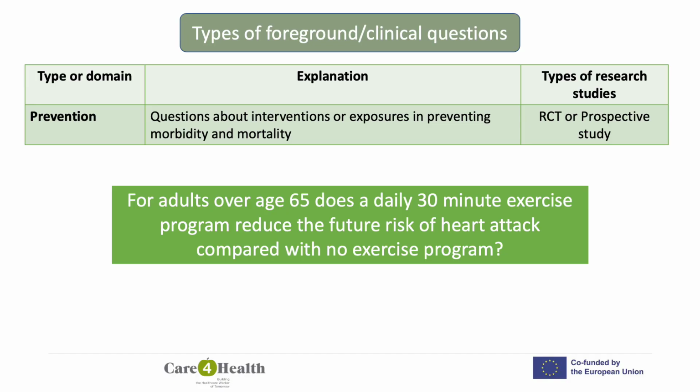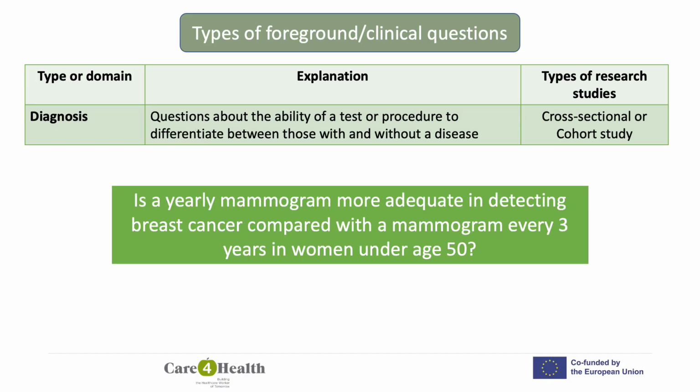Another example, in this case, of the type or domain of the question is prevention. These are questions about interventions or exposures in preventing morbidity or mortality. This is the example. For adults over age 65, does a daily 30 minutes exercise program reduce the future risk of heart attack compared with no exercise program? This is the next one. The type or domain of the question is diagnosis. Those are questions about the ability of a test or procedure to differentiate between those with and without a disease.